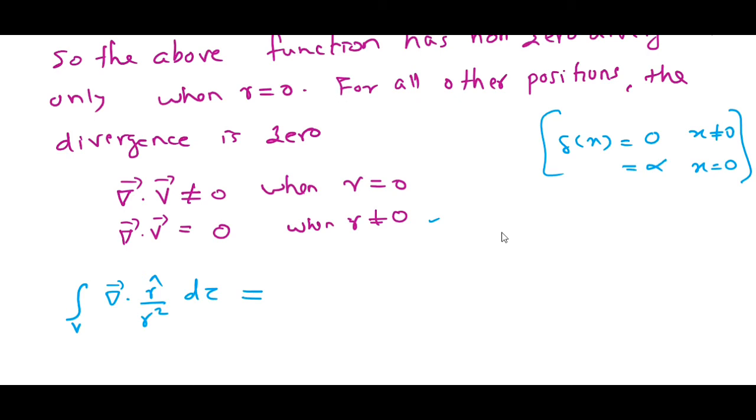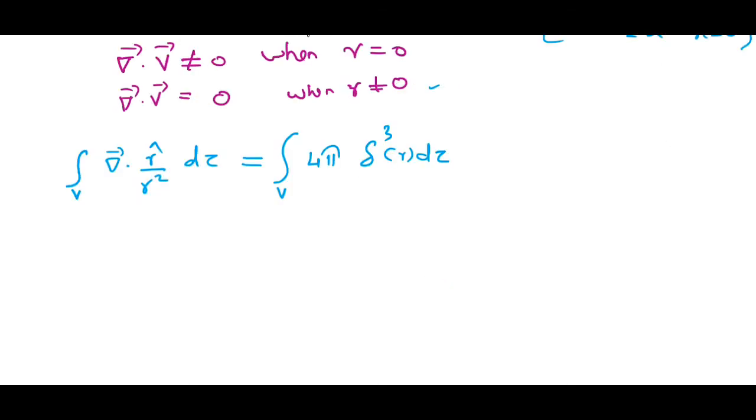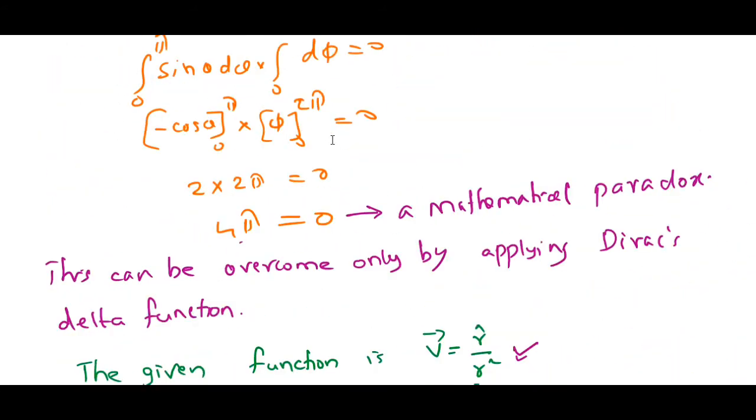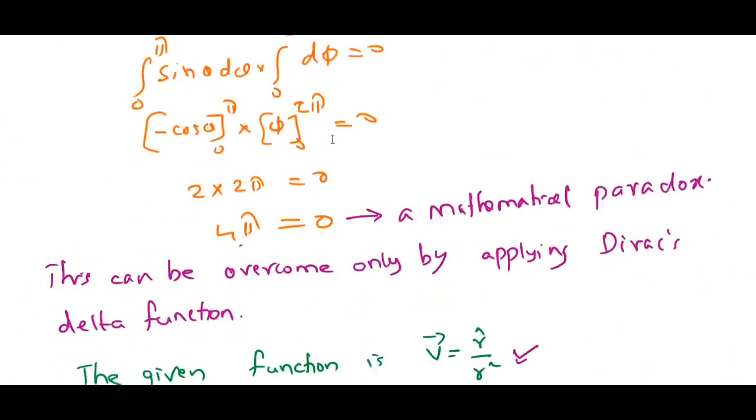On the right hand side, to get a non-zero value, we have to introduce the Dirac delta function. It is 4 pi into delta cube r d tau. Here I can take the 4 pi outside. The volume integral of del dot r cap by r square d tau is equal to 4 pi delta cube r d tau. Let me put this as equation number 3. This is equation number 4.